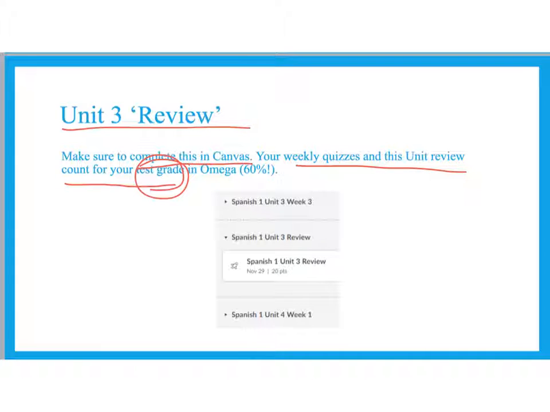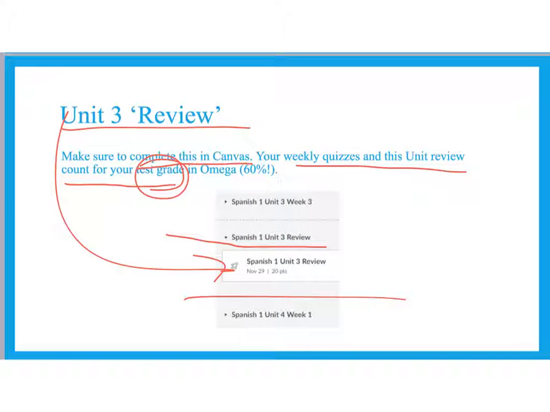So how do you get to your unit review? You go on to Canvas and you go under Spanish 1 Unit 3 Week 3 module, and you'll find the Unit 3 review there. There's only one item in there, and it's before Unit 4, and you'll find it. Okay, so that's worth 20 points. It's grayed out because I took the screenshot before it was available. It's due the 29th, so you have plenty of time to get this done. But it should be available starting today, the 16th.